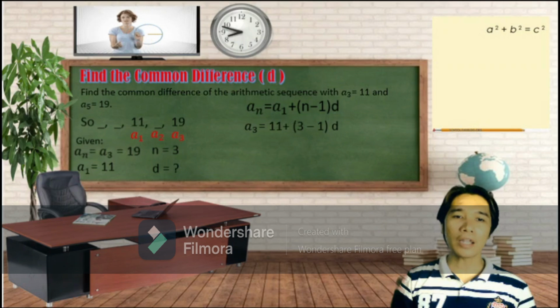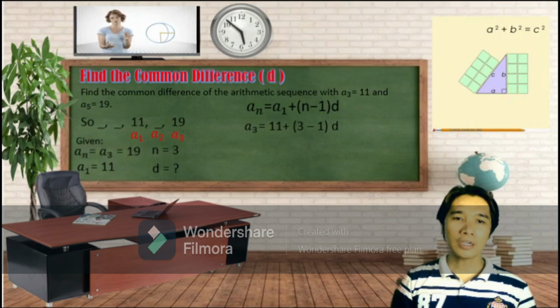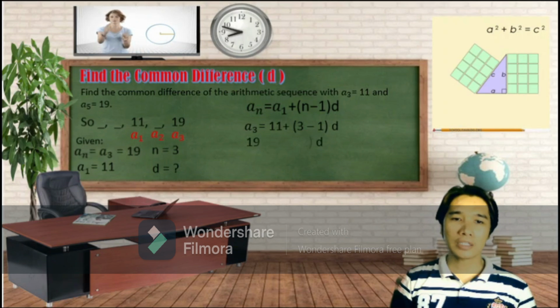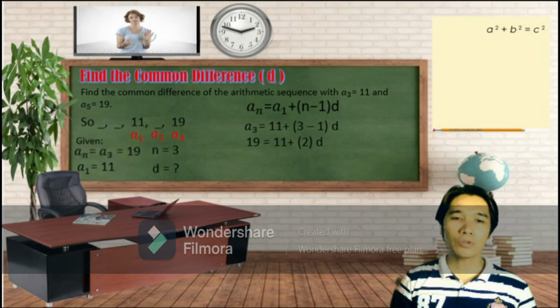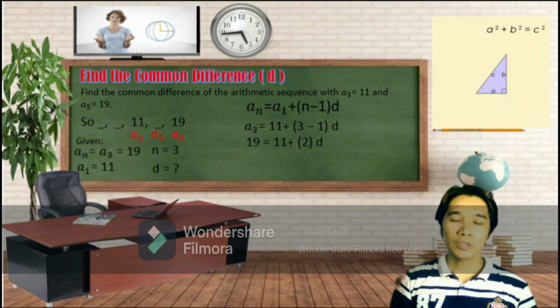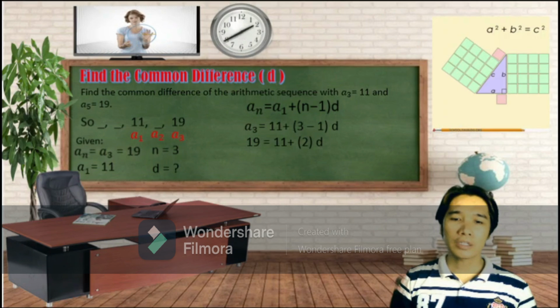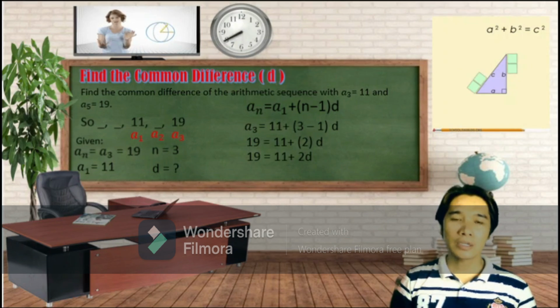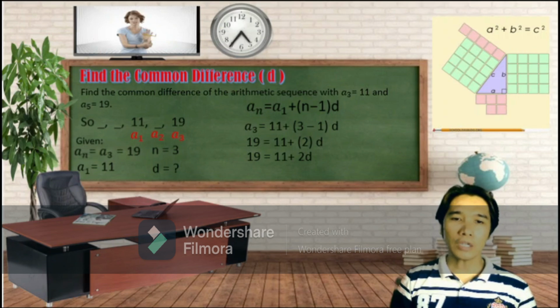So substituting the values, we have a sub 3 is equal to 11 plus quantity of 3 minus 1 times the common difference. So our a sub 3 for the meantime is 19, that is equal to 11 plus 2, which is the difference of 3 minus 1, times D. So we are going to multiply now D times 2. So we have 19 is equal to 11 plus 2D. So take note, we cannot combine 11 and 2D.